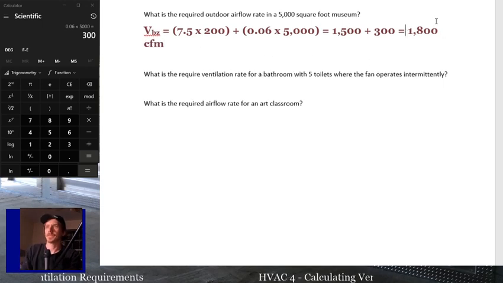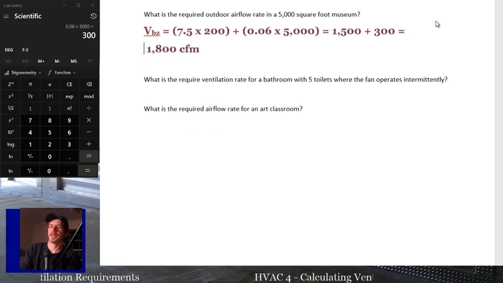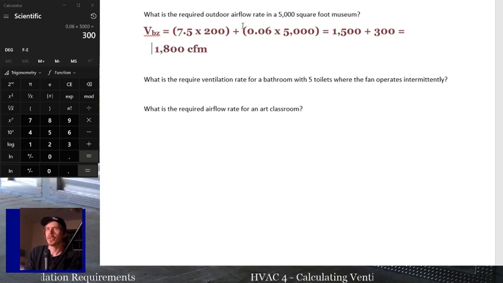Alright, go ahead and move that down. 1,800 CFM. So for a 5,000 square foot museum, you would need 1,800 CFM of outdoor air to the breathing zone.